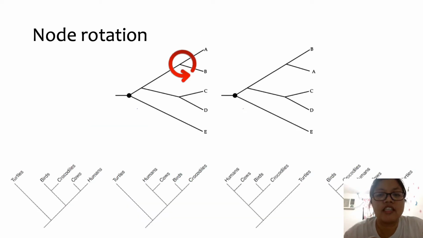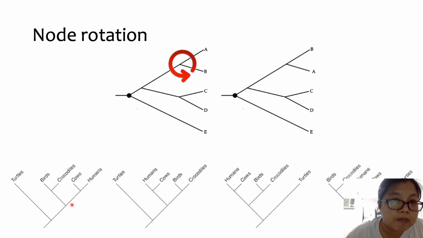Next, you need to remember that in phylogenetic trees, the nodes or branch points can rotate and still give the same information. For example, if we rotate A and B, it still gives us the information that A and B are closely related to each other. Like here, we have the phylogenetic tree of turtles, birds, crocodiles, cows, and human. If we rotate this node, it still gives us the same information that this group of organisms is related to this group of organisms. The same is true if we rotate this ancestral node, and the same with this one.